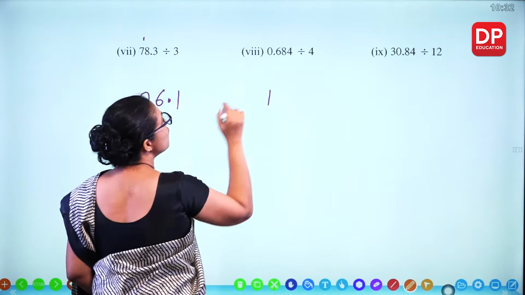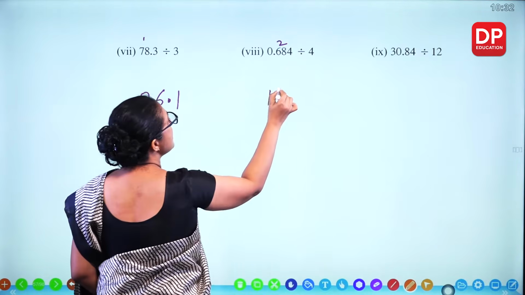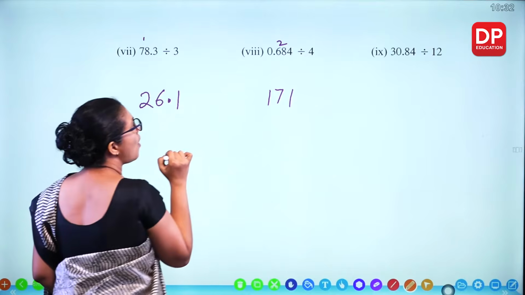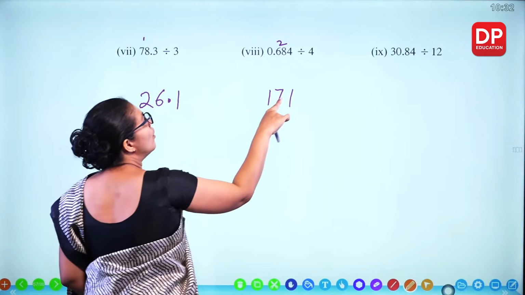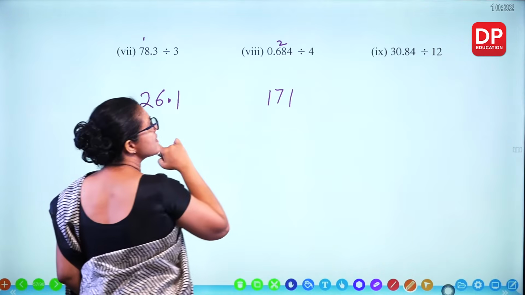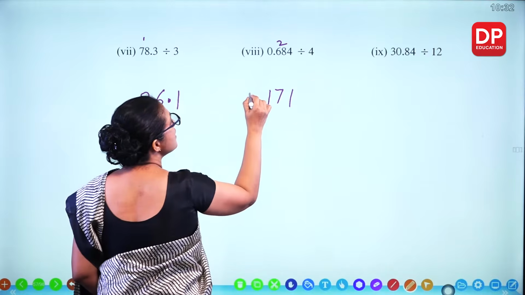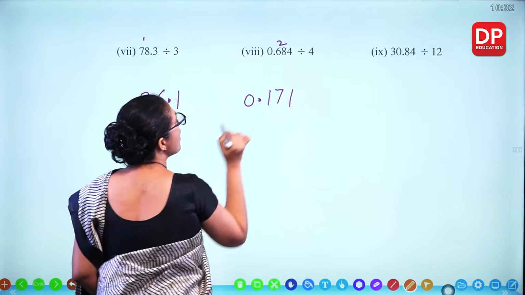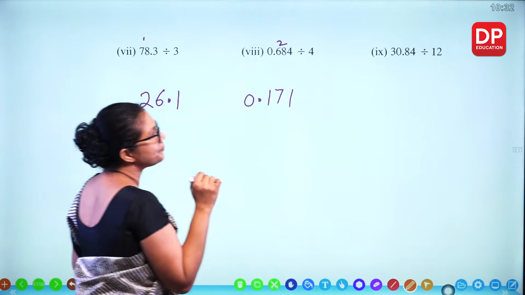Divide this by 4, 684 without considering the decimal. 4 times 1, 4. For 28, that's 7. And 1 for 4. 3 places you have to keep. 1, 2, 3. So the answer is 0.171.